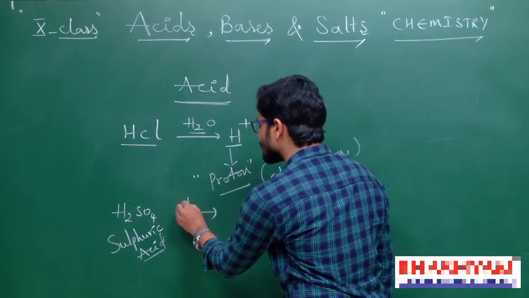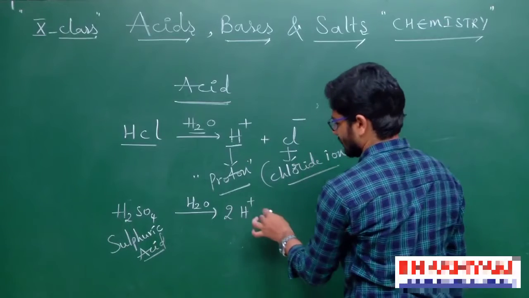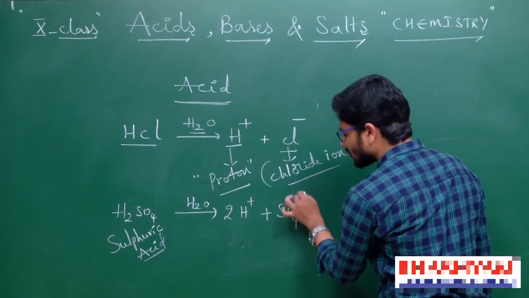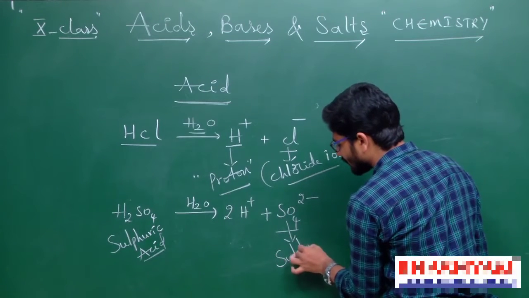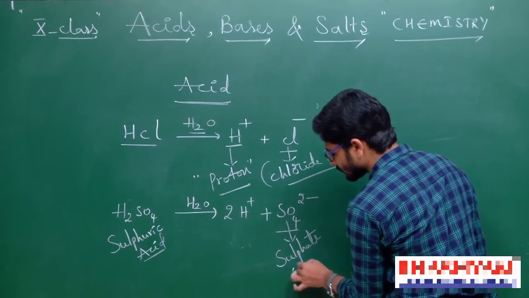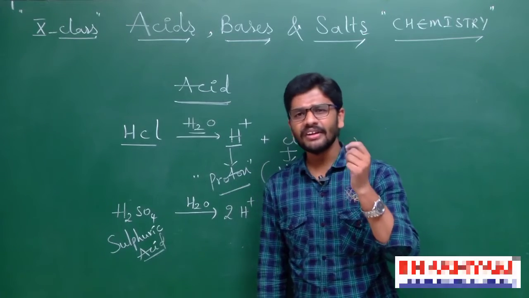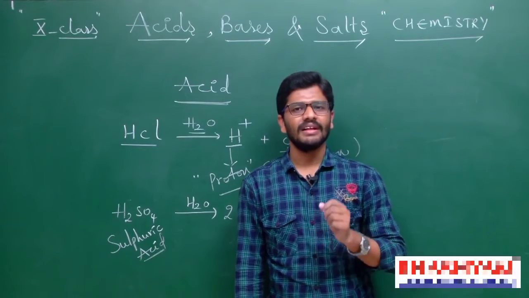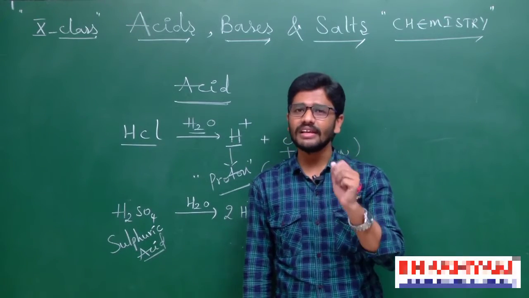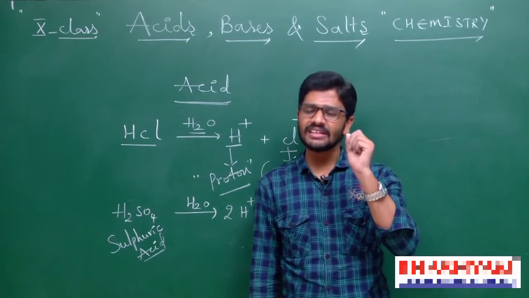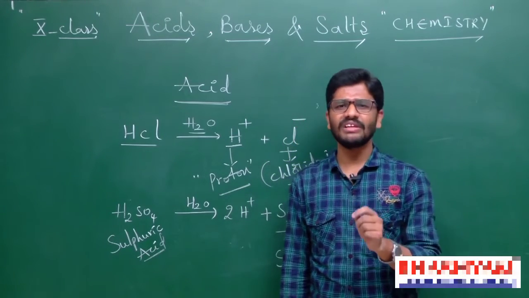When sulfuric acid is dissolved in water, it produces 2 H plus ions and SO4 2 minus ion. SO4 2 minus is the sulfate ion. This is also called an acid. According to Arrhenius, a substance can be called an acid only in an aqueous medium. We consider the aqueous medium a must. If there is no aqueous medium, we can't consider the substance an acid.